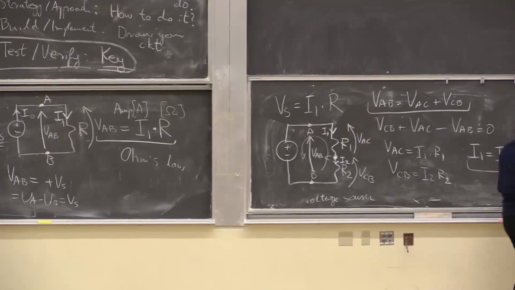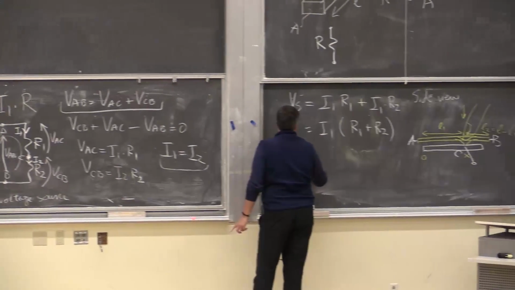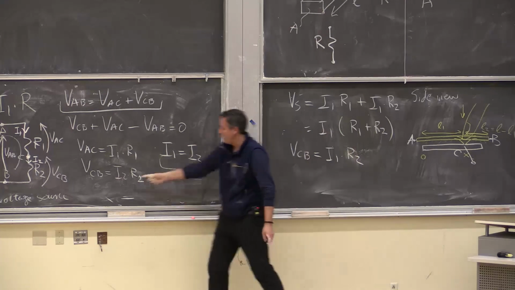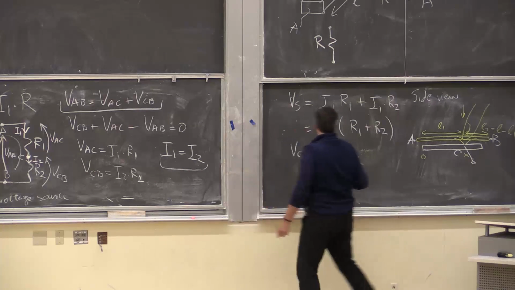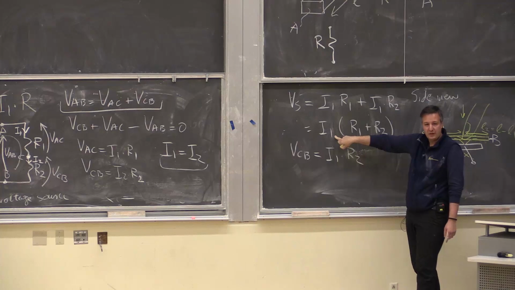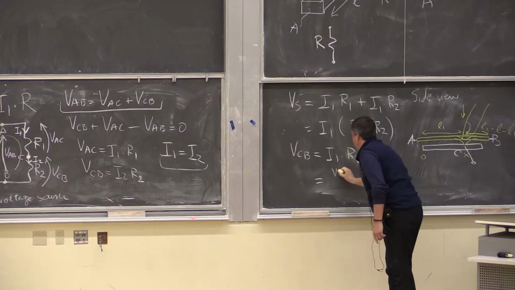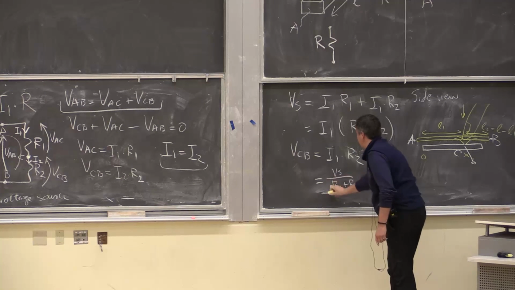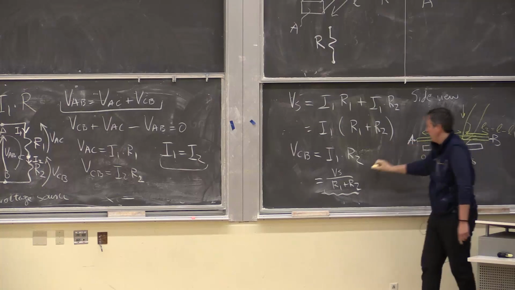But I also have one more thing, that this voltage here that I want, VCB, is I1 times R2. Why I1? Because both currents are the same. Okay. So notice now what I can do. I can eliminate I1 from this first equation. So I can write this as Vs over R1 plus R2, and I got this piece from this equation, times R2.